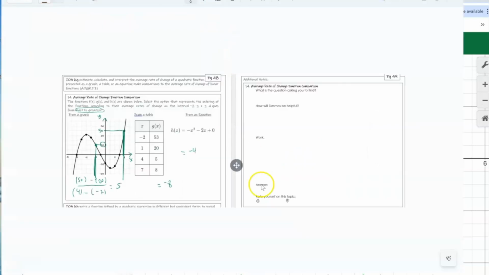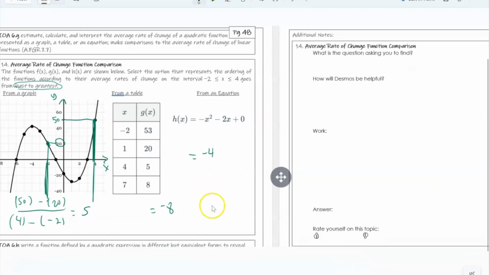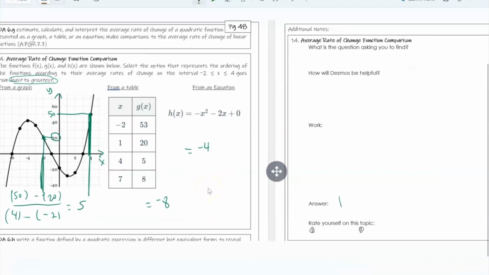And that's all you're going to write down, only using their functions. So it's going to be h of x, then, oh, I'm sorry, not h of x. I'm just checking to see if you're listening. G of x is first because it's -8, then h of x, and then finally f of x. So if they ask you to order it least to greatest, that is it.